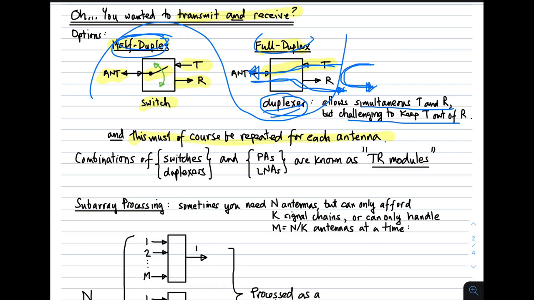By the way, combinations of switches and duplexers, combined with power amplifiers for transmitters and LNAs for receivers, are known as TR modules. This term comes up a lot in array system engineering. A TR module is simply that chunk of a system which is doing either switching or duplexing, and typically contains the power amplifiers and the LNAs as well. So TR module design is often partitioned off as a separate problem, because all these components have to interact with each other. They have to play well with each other in the ways that I just pointed out.